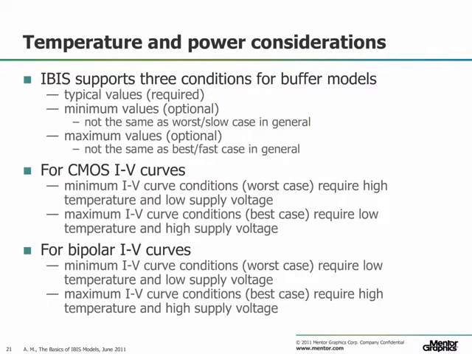IBIS supports 3 corner conditions for the models. The typical values are required, but the minimum and maximum values are optional. Please note that the minimum and maximum data values in the IBIS file don't always correlate to the slow and fast manufacturing process variations or the worst and best case signal integrity simulation results.